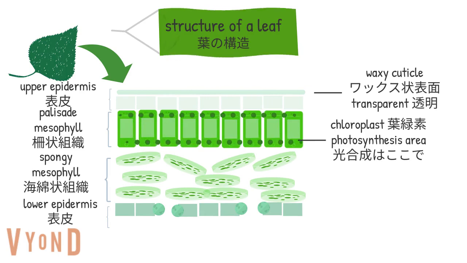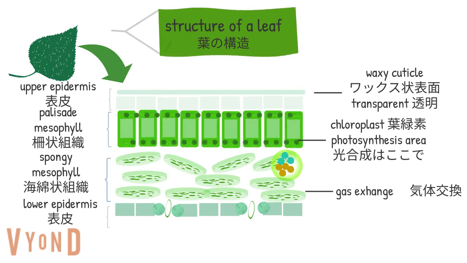The spongy mesophyll, on the other hand, is located near the lower epidermis and contains loosely packed, irregularly shaped cells that allow for gas exchange.